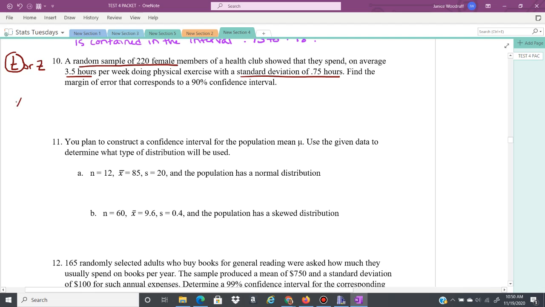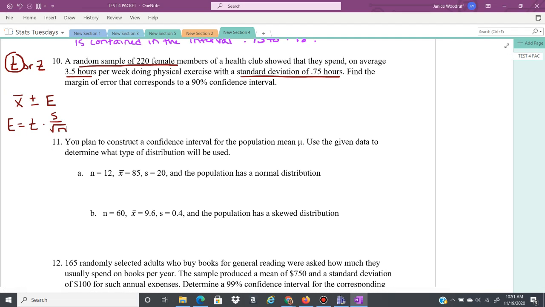We are doing X bar plus or minus E, where E is T times, okay, that's going to be the square root, not yet, sorry, the standard deviation over the square root of the sample size. Okay, so let's first find that T value for a 90% confidence interval with 220 female members. Now, the issue here is that the T-chart that I gave you guys only goes up to 75. Okay, so this one you would use the infinity at the bottom of that T-chart.